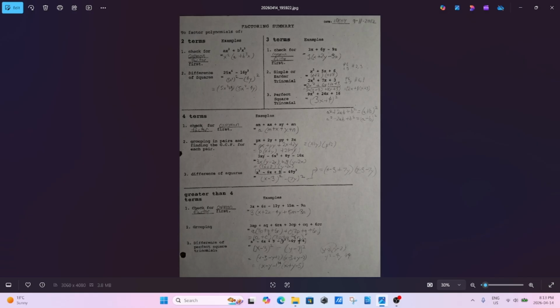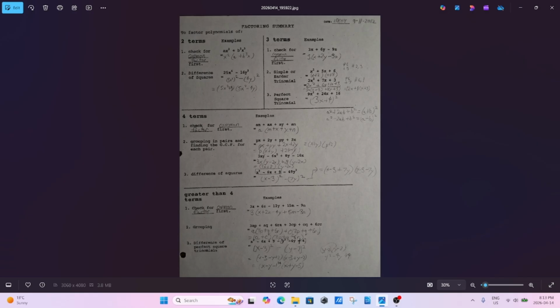And then 2x squared plus 7x plus 3. So the product is going to be 6, because 2 times 3 is 6, and when you add them together it is 7. So the numbers are 6 and 1. So then you just make the 7x become 6x plus 1x. And then we see that the 2x squared plus 6x becomes 2x times x plus 3, and the 1x plus 3 just becomes 1 times x plus 3. So it becomes 2x plus 1 times x plus 3.